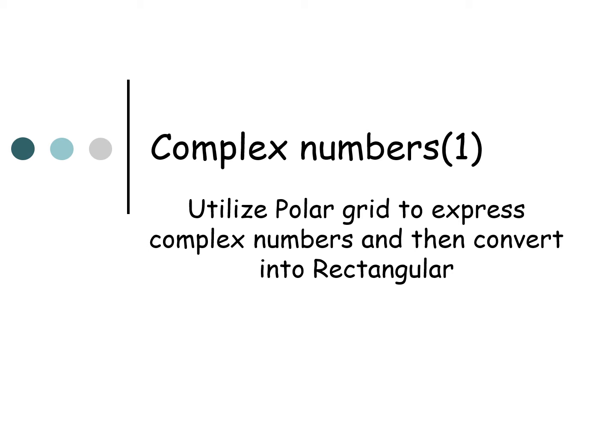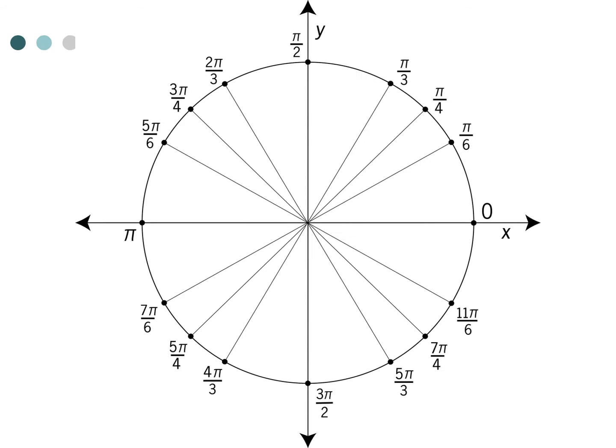Hello students, in this video we are going to study how we can utilize the polar grid to express complex numbers, and after that convert them again into the rectangular form. Now you can see there is a unit circle over here. This is what we studied before also, and what is important in it and how can we memorize the whole unit circle. The easiest part is that we keep in mind the angles between 0 and pi by 2.